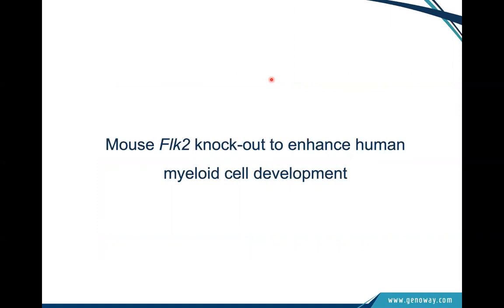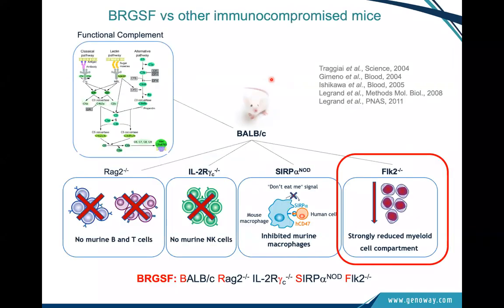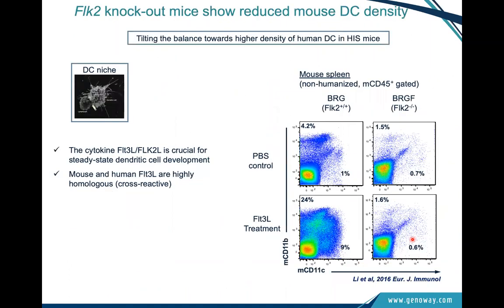We said that we also knock out a gene called FLT2. So why did we do this? FLT2 is involved in the development of the myeloid compartment. So by knocking out FLT2, you have fewer mouse myeloid cells, and that frees up a niche for the human myeloid cells to develop upon treatment with FLT3 ligand. This is just to show you that when you knock out FLT2, you do see a decrease in the myeloid compartment of mouse origin.